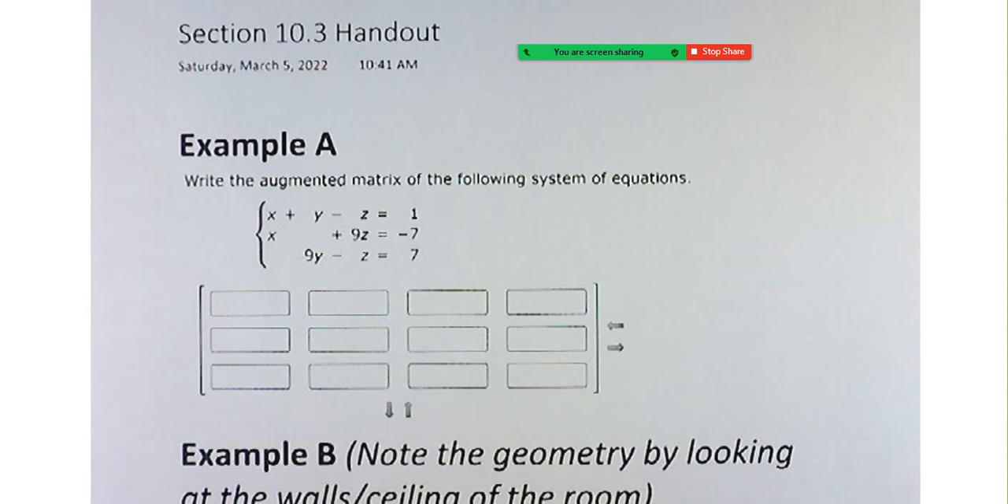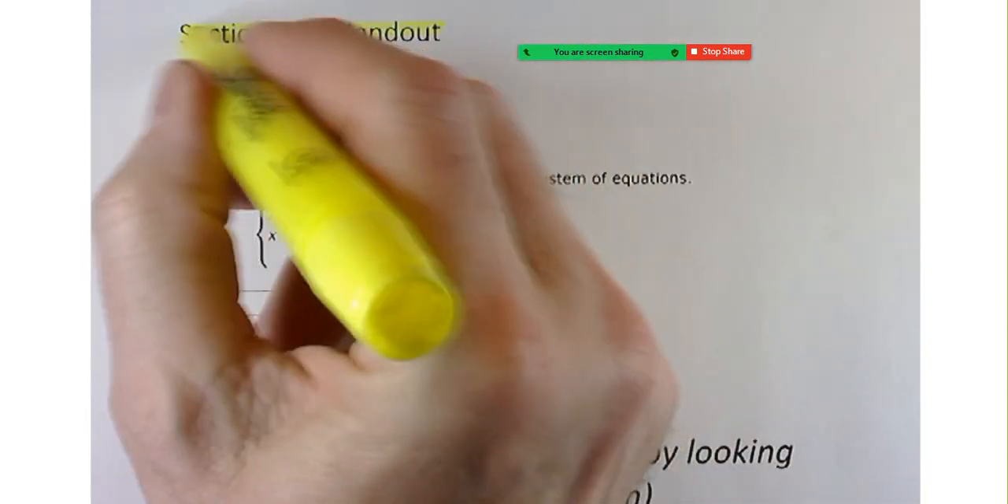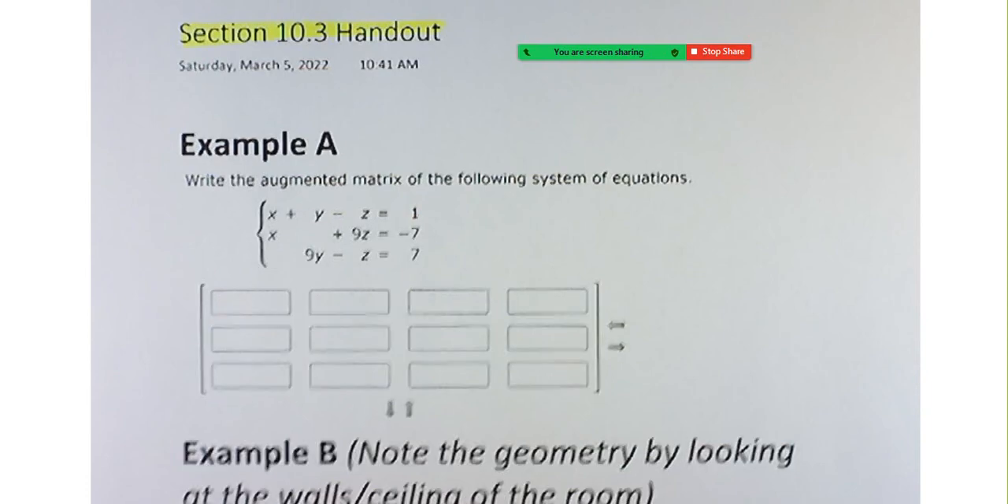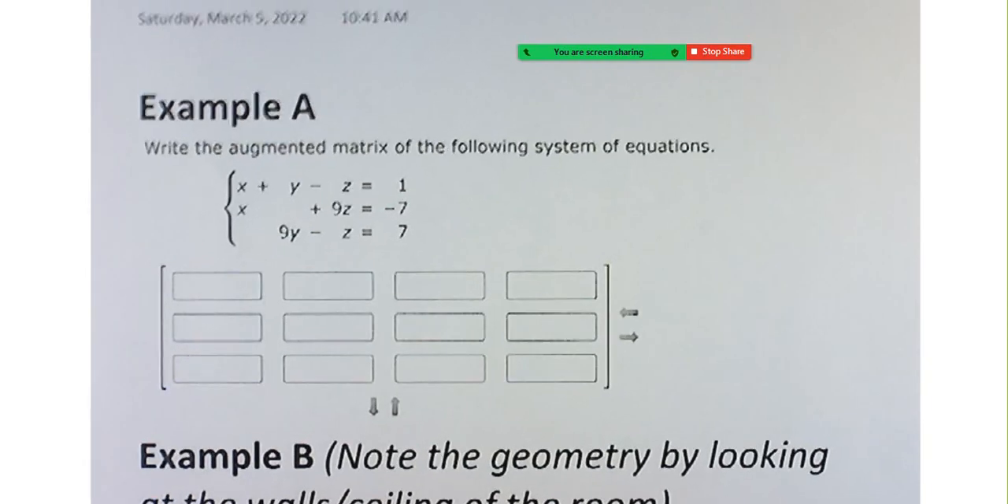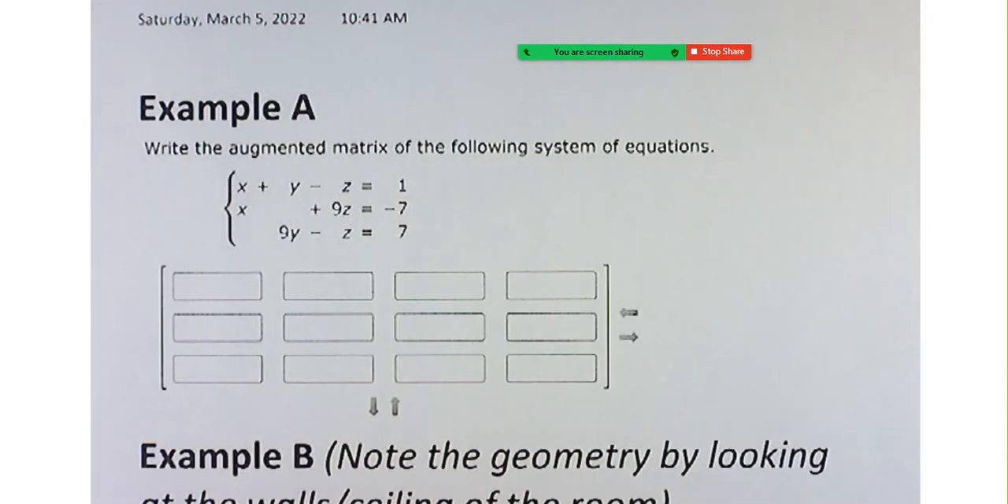So section 10.3 is going to start to bridge the gap between doing things by hand and doing things with technology. That is, on a computer or a graphing calculator. And it's going to start with the idea of an augmented matrix. Now, an augmented matrix simply means that instead of writing down a system of equations like this, we're going to write down just the coefficients.